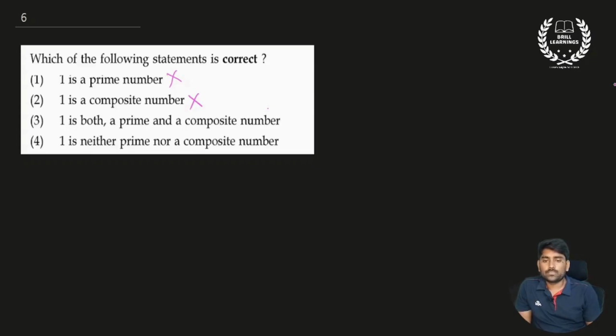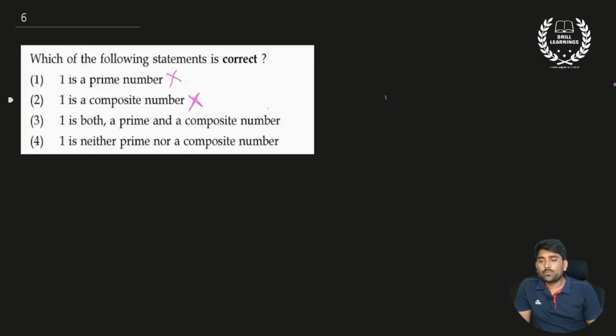More than 2 factors. It is quite opposite to prime number. Prime number has only 2 factors, whereas composite number has more than 2 factors. That is why this statement is also wrong. It means next, let's check the third option.